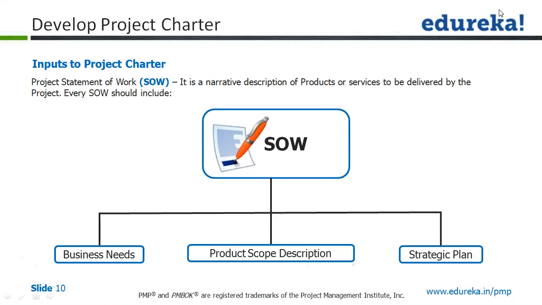Then on the left hand side, you can look very clearly, we must know what the business needs are. And of course, what are the strategic plans? So these should be part of the scope of work. That was the first input to develop the project charter.